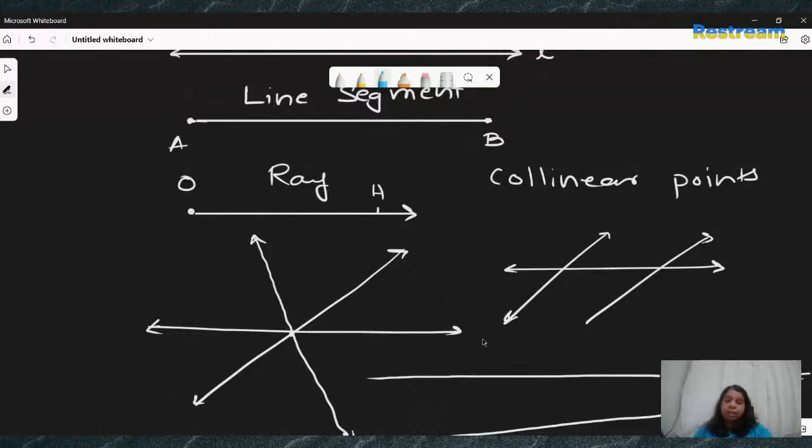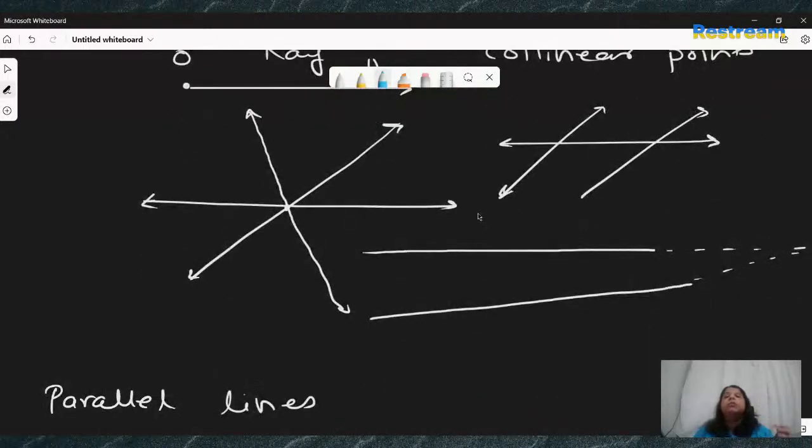Then we learned about intersecting lines. That means when two lines cross each other, they are called intersecting lines. And if there is one single point through which the intersecting lines are passing, there can be an infinite number of lines passing through that point.